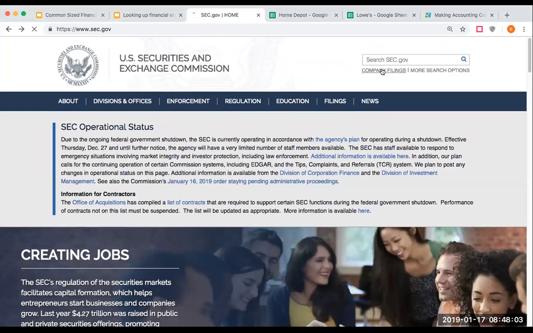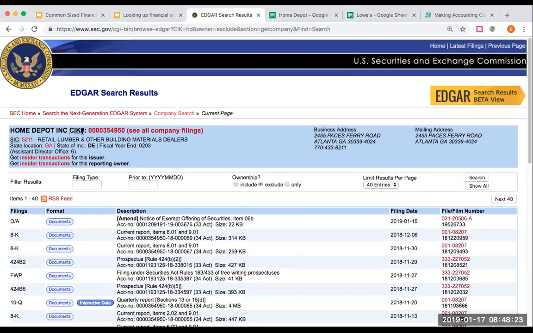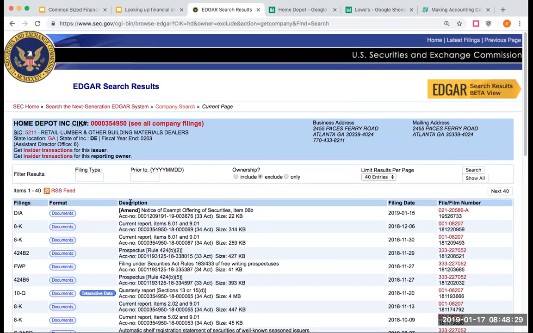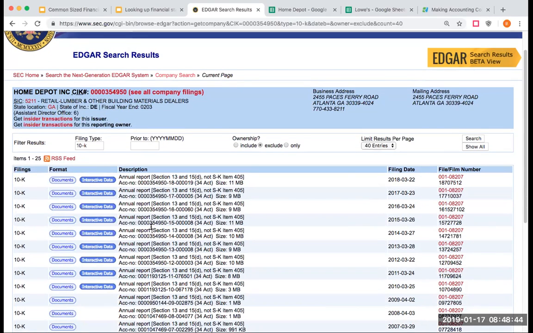But if I go look at a company filing, say I want to look up Home Depot, I'm just going to type in the ticker symbol, and again, take a look at my prior presentation on how to look up publicly traded companies. I type in HD, and I get to the Home Depot. And this is going to give me all of their filings. Now, I want to pull up their annual report. So I'm going to go to something called a 10-K, and I'm going to search. And what's going to happen is that this is going to pull up all of the 10-Ks for Home Depot.